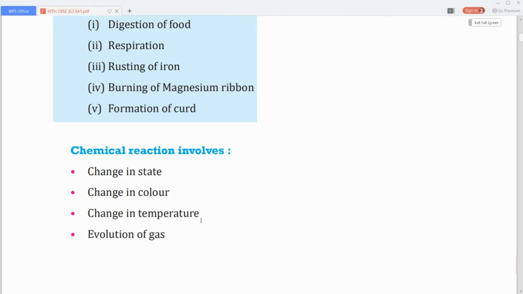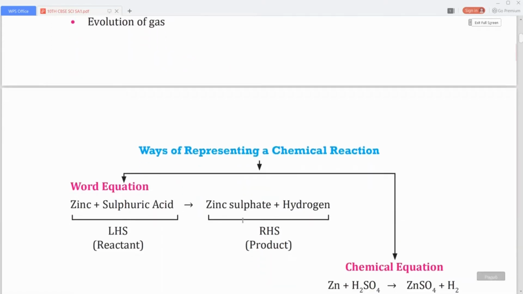Now change in temperature. So we say in an exothermic reaction, quicklime, if we add water, then the reaction starts. So it is exothermic. And evolution of gas. Carbon dioxide gas is evolved in a chemical reaction, that is carbon plus oxygen gives carbon dioxide.